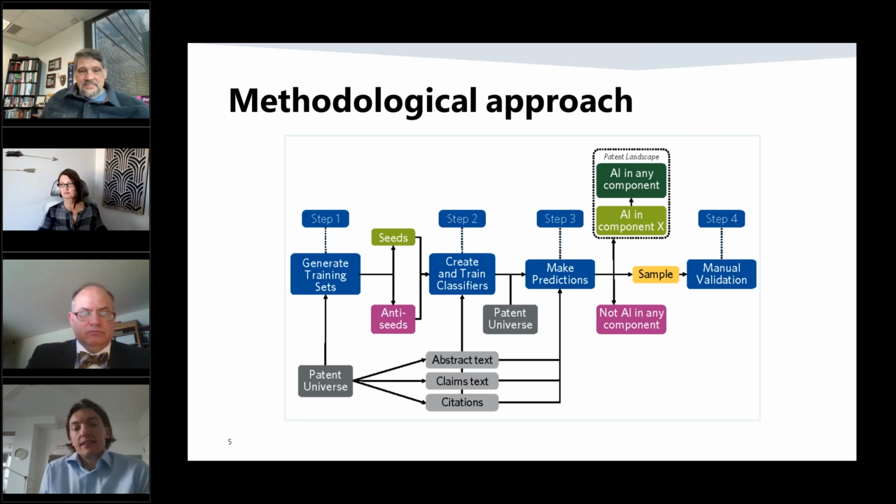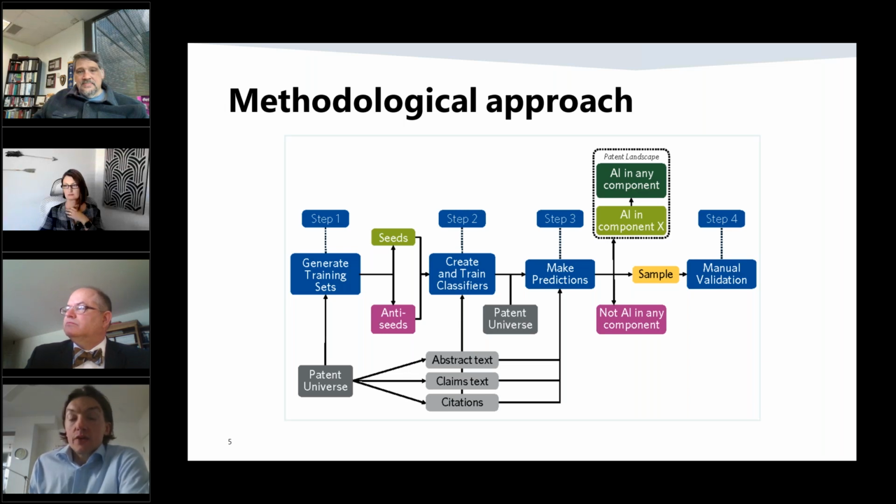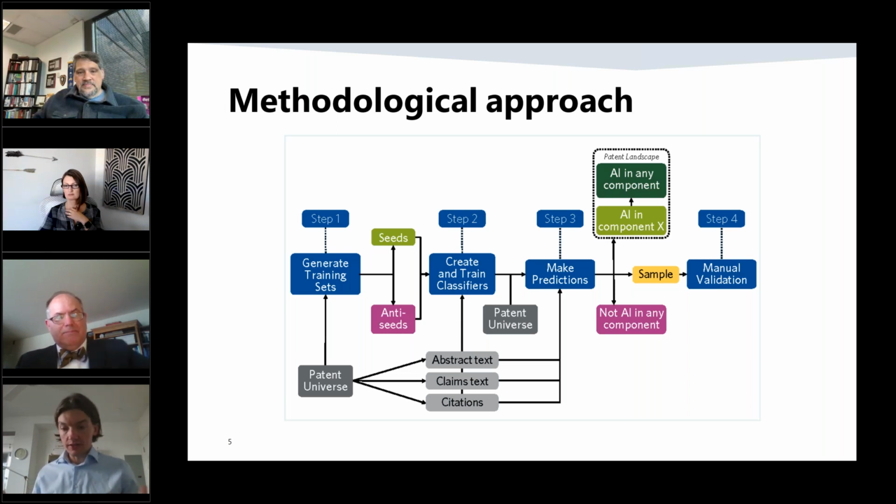And then for the anti-seed, these are documents that you know or are pretty sure are not in the technology of interest. And again, for us, we're looking at these AI component technologies. So are you speech, are you not speech? Are you NLP, are you not NLP? And then what you do is build an algorithm that learns from these two sets. It looks at the text, the abstract, the claims, the citations, and it learns from these two sets how to distinguish these two groups, right? Because we don't have every document labeled. If we had every document already labeled, we wouldn't need the system.